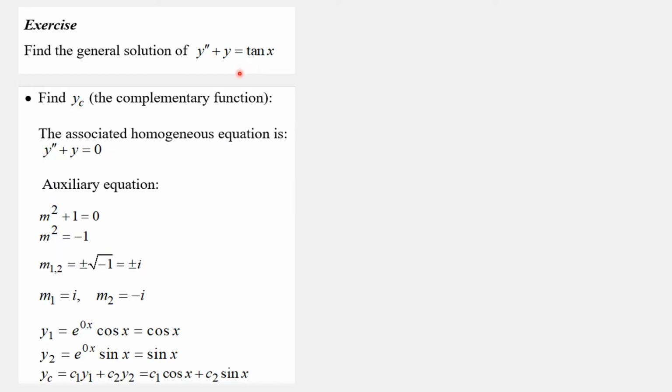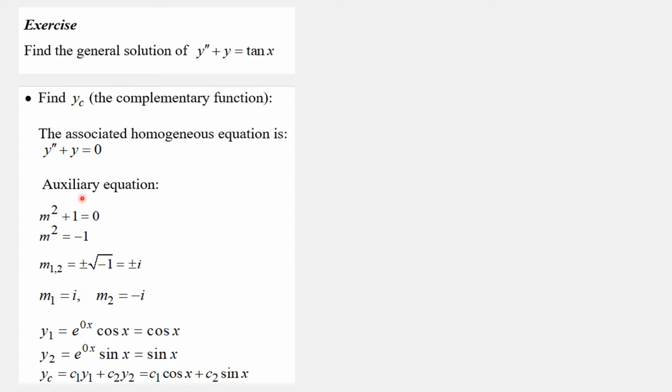To begin, we are going to find the yc, the complementary function. So as usual, we're going to replace the right hand side, the gx, by 0. So here we are forming the associated homogeneous equation y double prime plus y equals 0. Let us form the auxiliary equation m squared plus 1 equals 0. So this is a second degree auxiliary equation. We must get two roots.